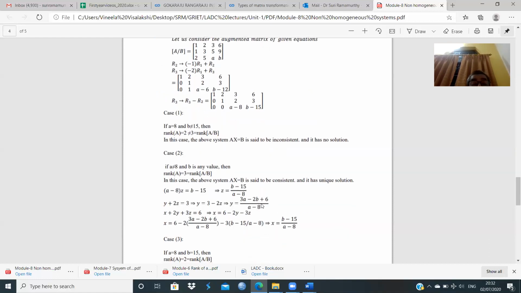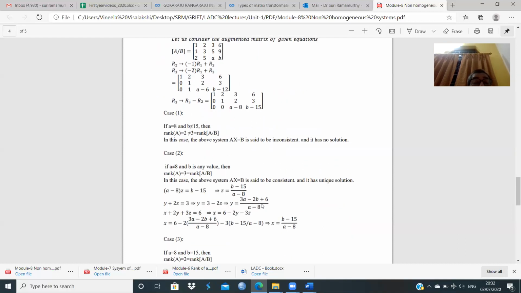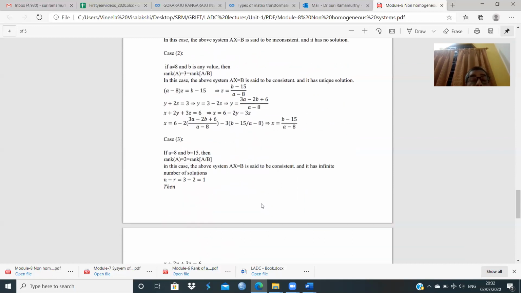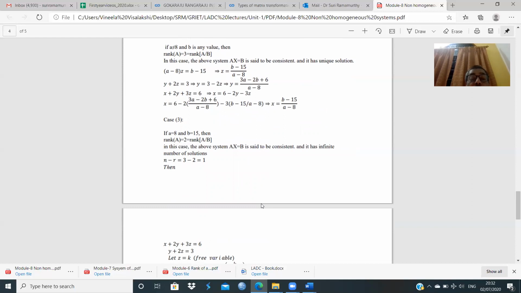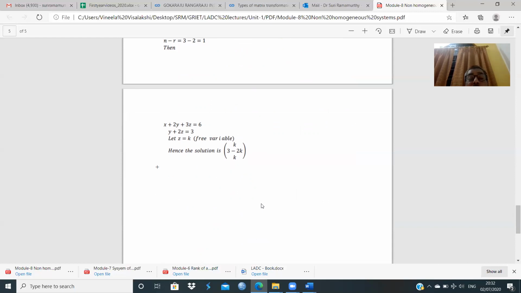In the second case, when you want a unique solution, then the rank of A and the rank of AB should not only match, but it should also be equal to the number of decision variables. So you work out and then you will find that A minus 8 and B minus 15 should both be equal to 0, leading to A is equal to 8 and B is equal to 15. And then finally, we can discuss the last case when you have infinite solutions. And this is how we can use the concept of rank of a matrix to study non-homogeneous system of equations.